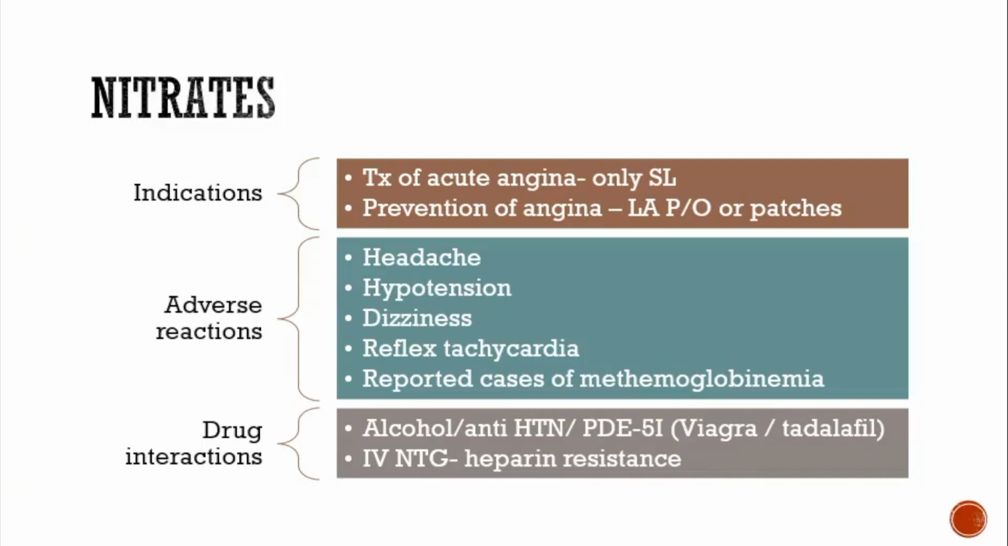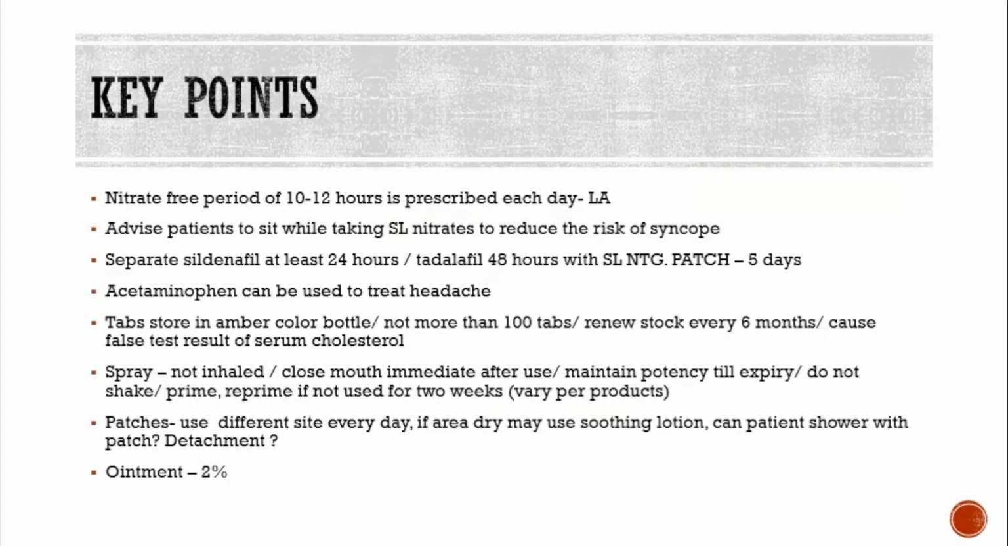Now, there is something called heparin resistance. When we give IV nitroglycerin, and if the patient is on heparin, it can cause heparin resistance. So that is another thing that you have to remember. The key point to remember here is that when we use the long-acting agent, it is important to make sure that the patient is getting a nitrate-free period of 10 to 12 hours. Why? Because tolerance can develop. So it is really, really important to have a nitrate-free period of 10 to 12 hours.